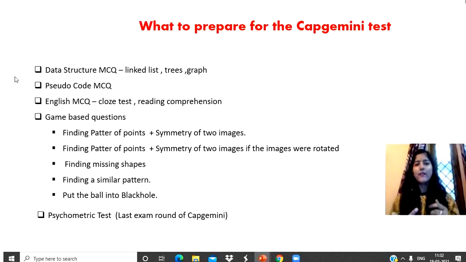The next round is that they have introduced game based questions. Game based questions are all about your mental ability, or your mental thinking, right?